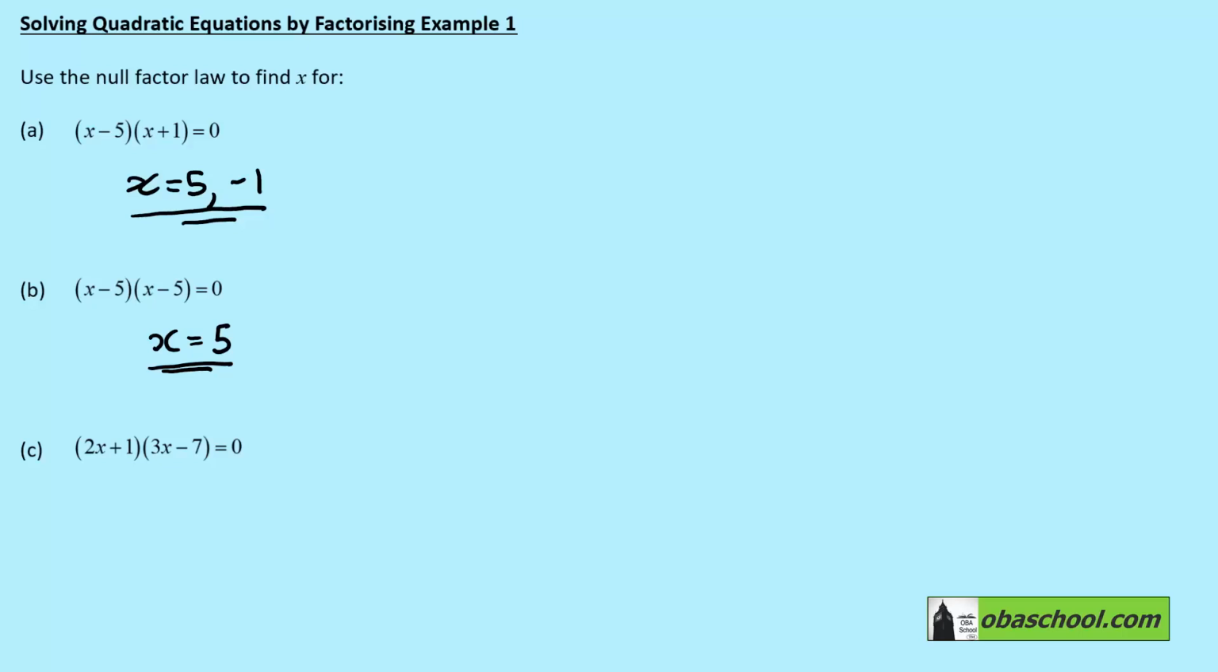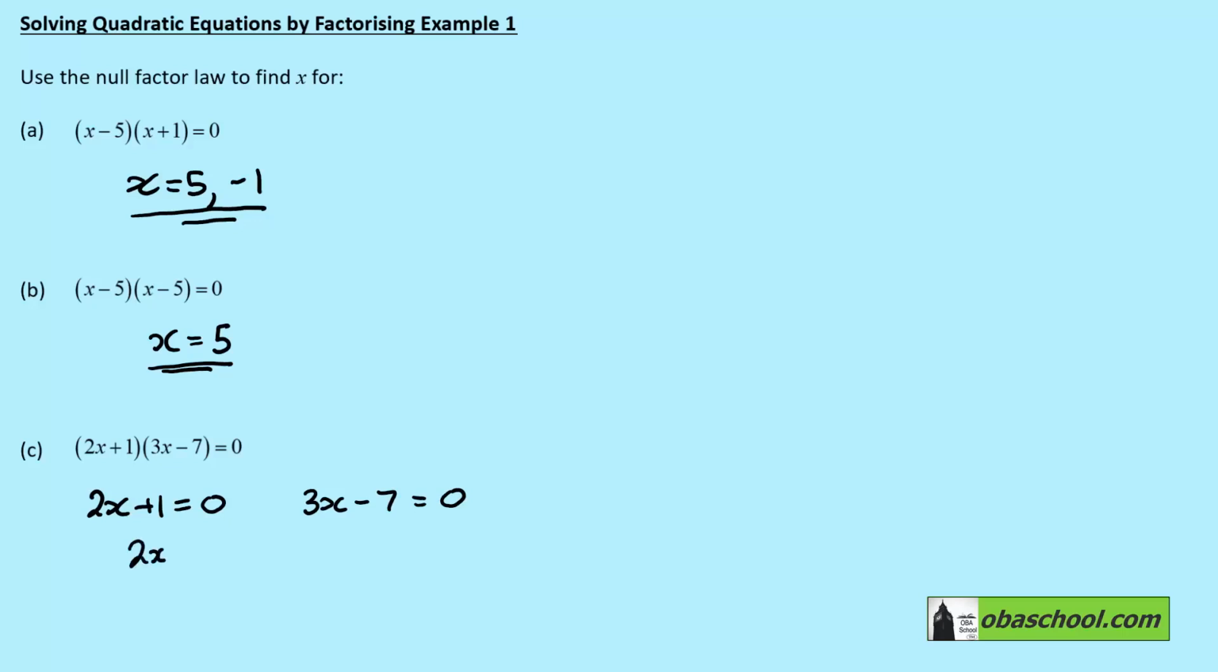Here we have (2x + 1)(3x - 7) = 0. So if we want this first bracket to be 0, we get 2x + 1 = 0. And if we want the second bracket to be 0, we get 3x - 7 = 0.